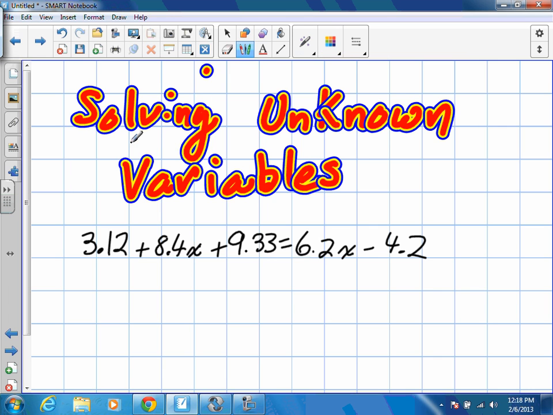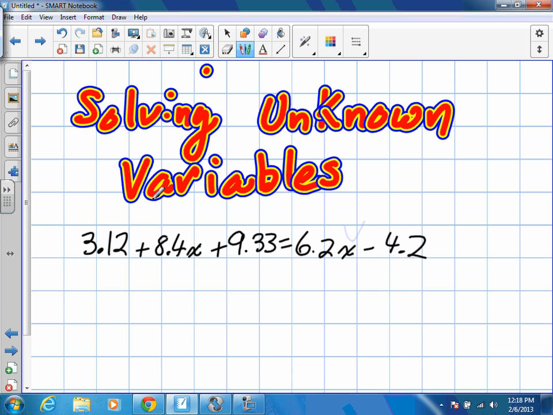Okay, so we're working on solving unknown variables. Now, we had worked on simplifying, but in this question, notice we have an equal sign in the middle, which means we have values on the left and the right. If we have values on the left and the right, that means we can probably solve for our unknown variable here. So, in order to do that, we do have to simplify like terms.